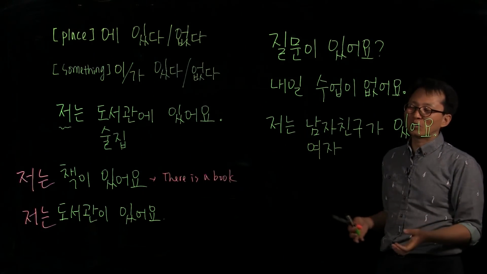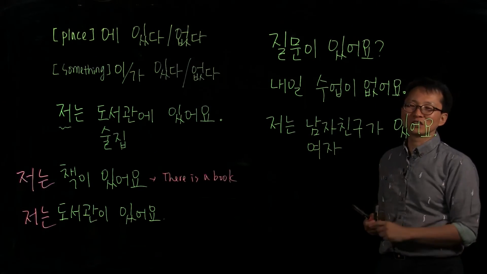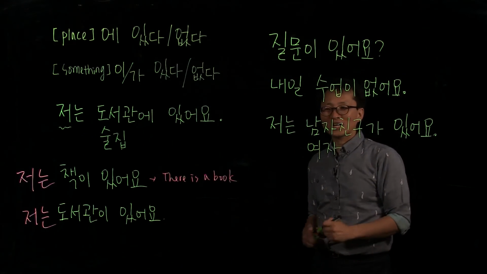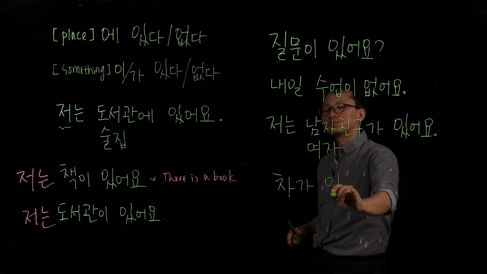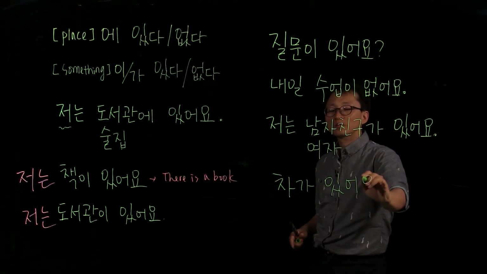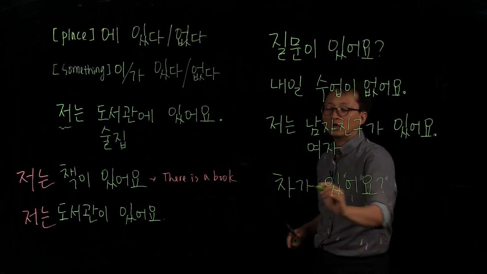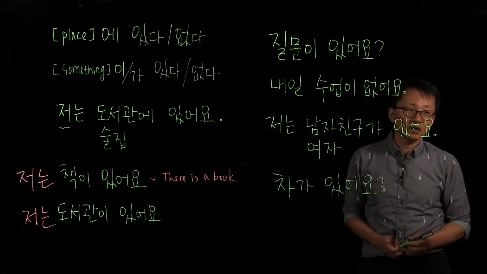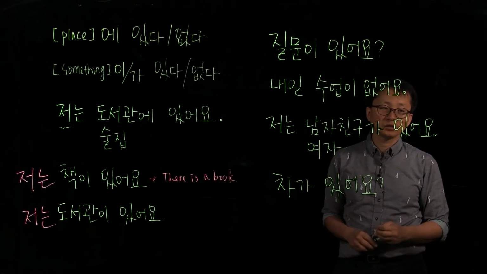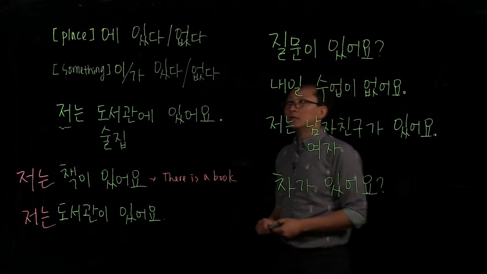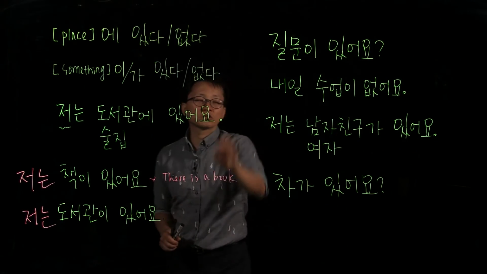So when you talk about you have something, you can say like this. 차가 있어요? 차, car, 그렇죠? 차가 있어요? Do you have a car? 네, 차가 있어요. 아니요, 차가 없어요. So, 있어요 and 없어요 structure.